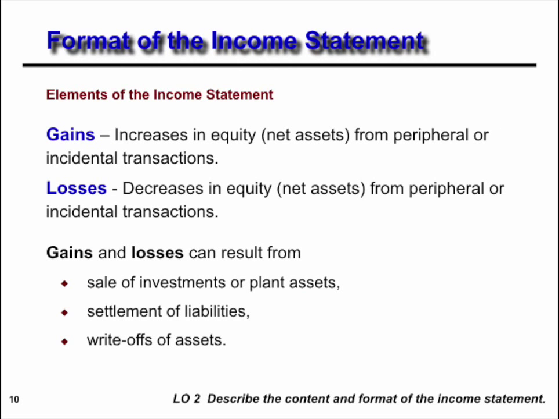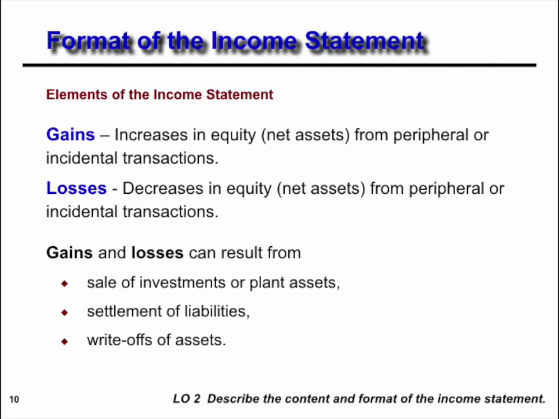There are some other elements that are reported on the income statement. Gains. Gains are the increases in the equity, that is the net assets, from peripheral or incidental transactions. Losses are the decreases in the equity, that is the net assets, from peripheral or incidental transactions. The gains and losses can result from sales of investment or plant assets, settlement of liabilities, or write-offs of the assets. Now, why are gains and losses different from revenues and expenses?